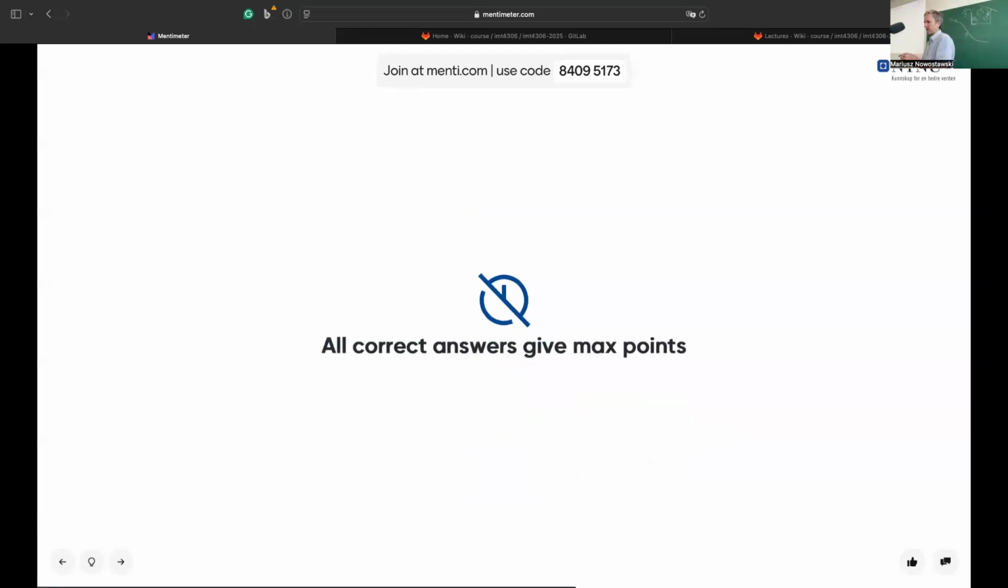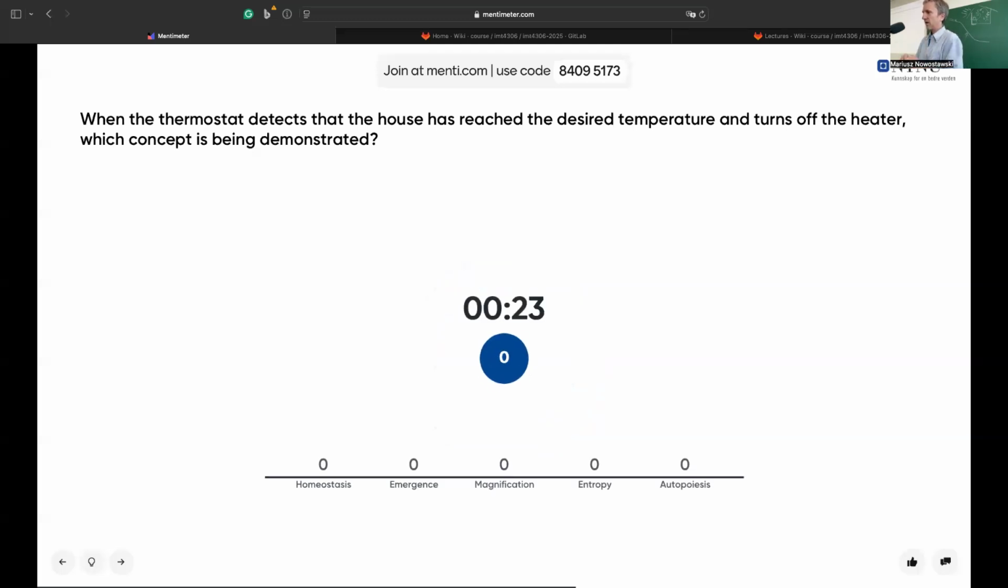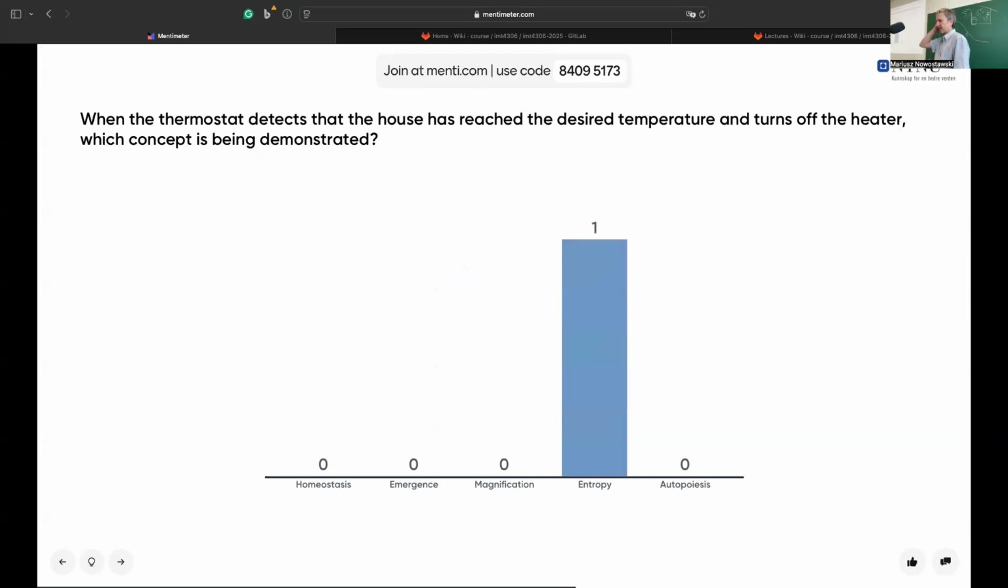So what's next? When the thermostat detects that the house has reached the desired temperature and turns the heater off, what concept is being demonstrated? Homeostasis, emergence, magnification, entropy, or autopoiesis? Fancy words, but we've used the one which is the answer already. Homeostasis, right? So being in a stable condition, like maintaining a stable temperature, is an example of homeostasis.